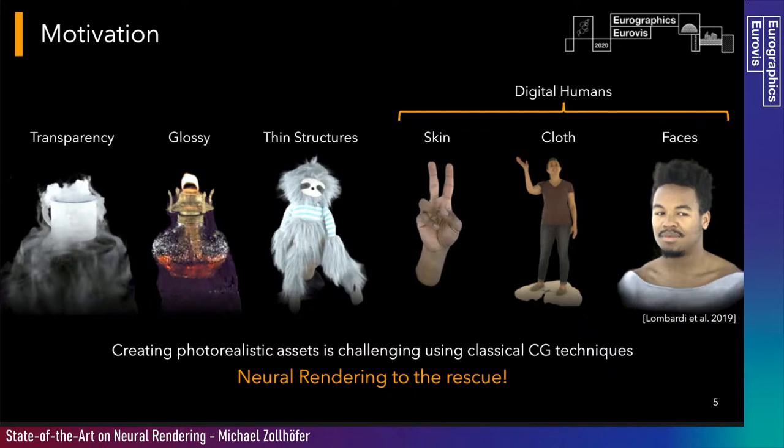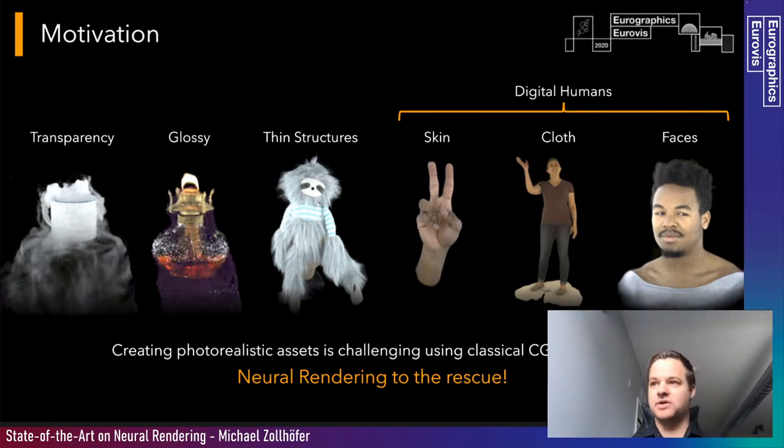Also, if we look at the human, at ourselves, our skin is highly complex. There's subsurface scattering, which is hard to model. We might be dressed in different ways, so there's a large variety of clothing that an artist would have to model. If we look at the human face or the human head, all these problems come together in one place. We have thin structures. Our eyes are reflective and translucent.